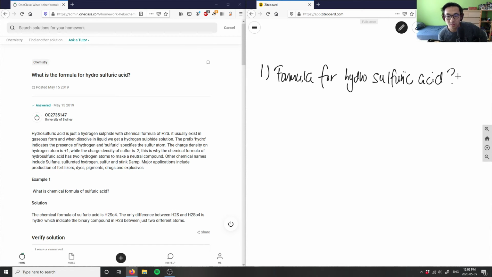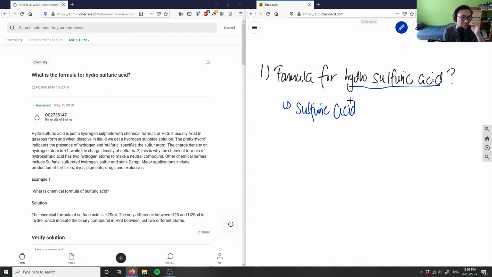So I want to think about this question. We're going to start off pretty easy, and then we'll move on to much harder problems as we go forth. But it's asking us, what is the formula for hydrosulfuric acid? And there's actually a little error in this question. There's actually no such thing as hydrosulfuric acid. This compound doesn't really exist in terms of IUPAC naming. I think what the student was trying to ask here is, what is the formula for simply sulfuric acid?